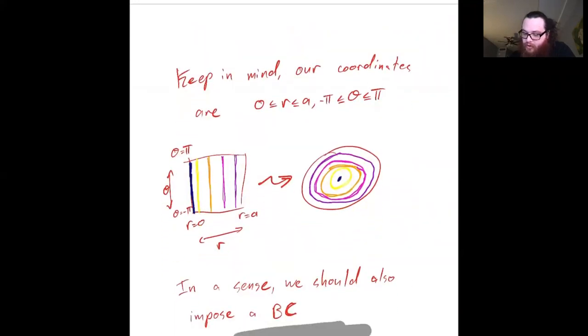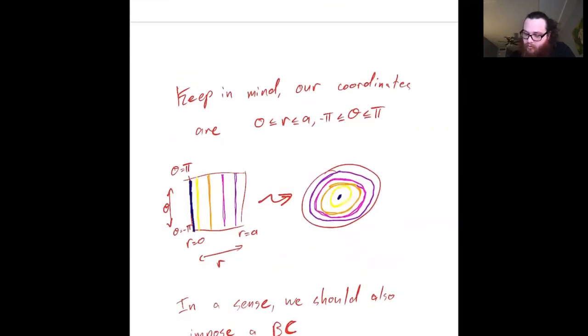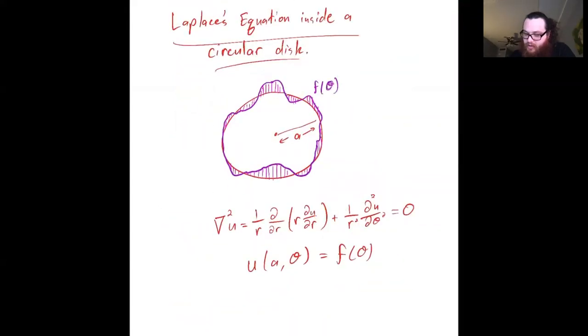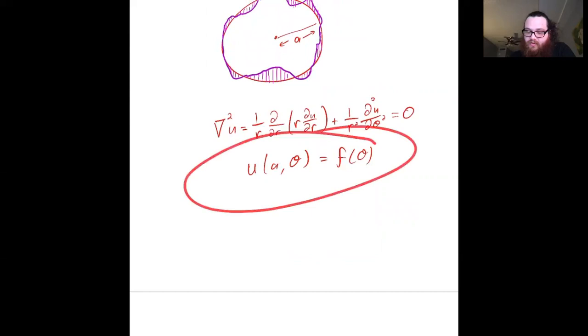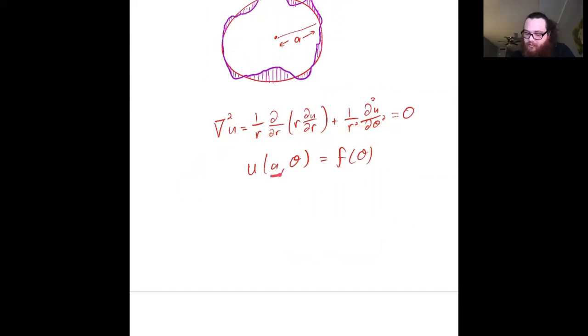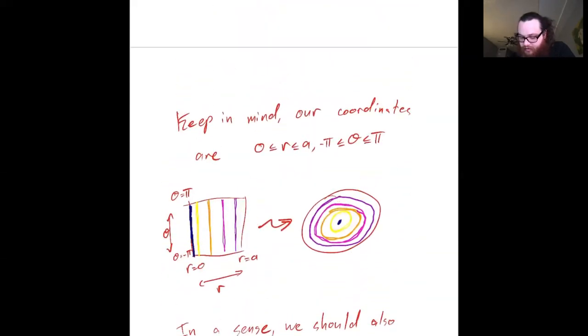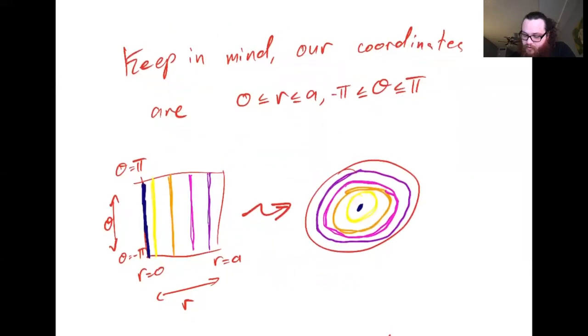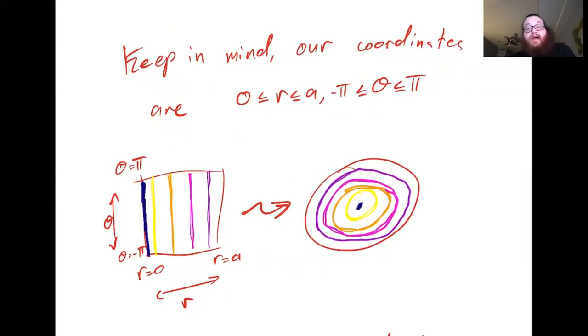One thing to keep in mind is that, in a sense, we've only given one boundary condition. We specify the value of u at r equals a, but in a sense, there are 3 other boundary pieces we have to worry about. That's illustrated here. Technically the region that we care about is 0 less than or equal to r, so a non-negative radius that cannot be larger than a.